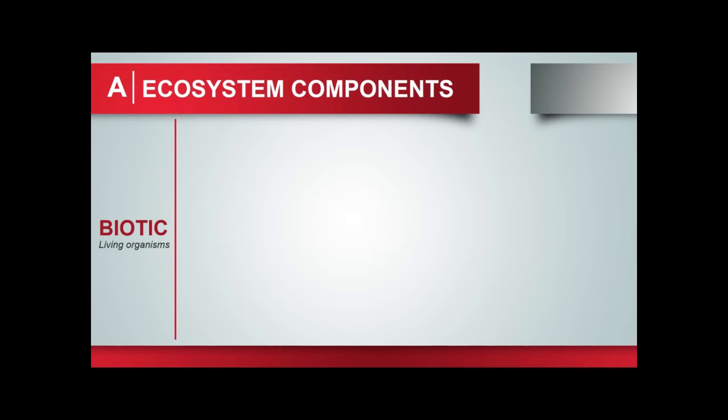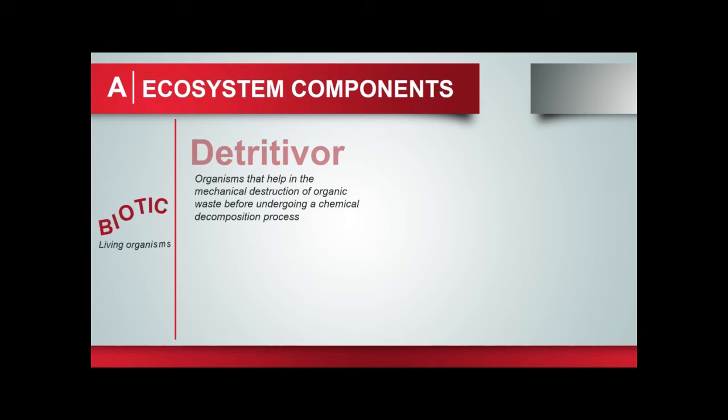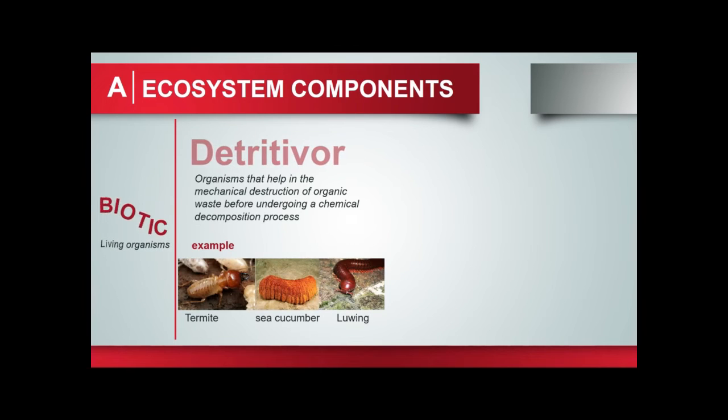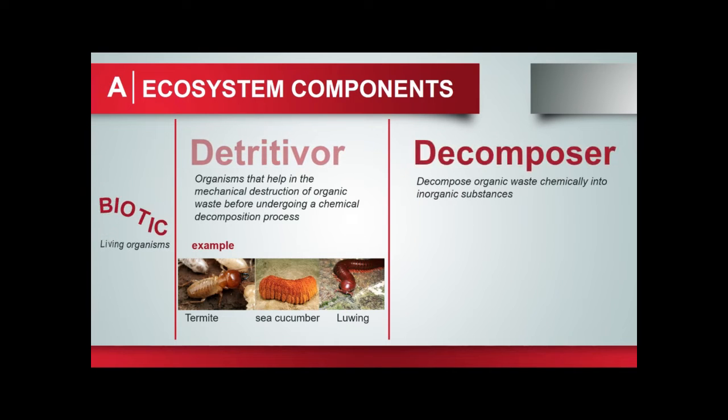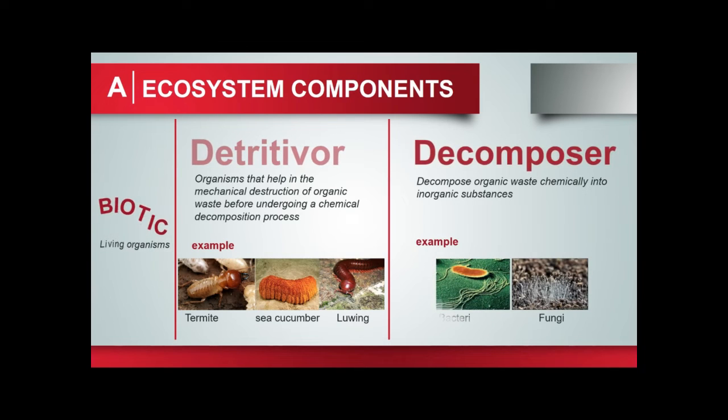The third component of biotic is detritivore, which are organisms that help in the mechanical destruction of organic waste before it undergoes a chemical decomposing process. You can look at the example in the pictures. And the fourth component is decomposer. The function of decomposer is to decompose organic waste chemically into inorganic substances. The examples are bacteria and fungi.